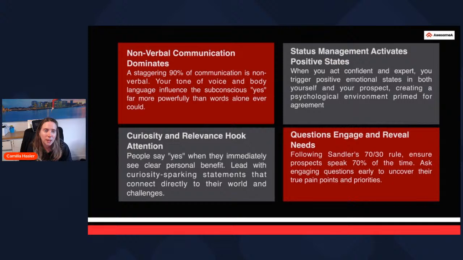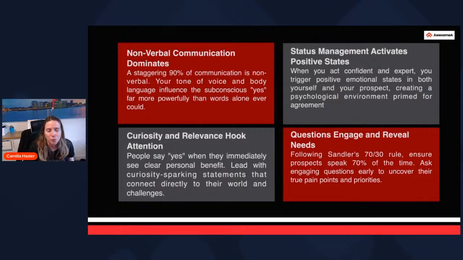And so if you want to create curiosity and relevance to your buyer, if you want more people to say yes, so that they immediately see that there is a clear personal benefit to them, then this is going to help you a lot. You want to lead with what are called curiosity-sparking statements. That means that you are going to connect directly with your buyer's world.